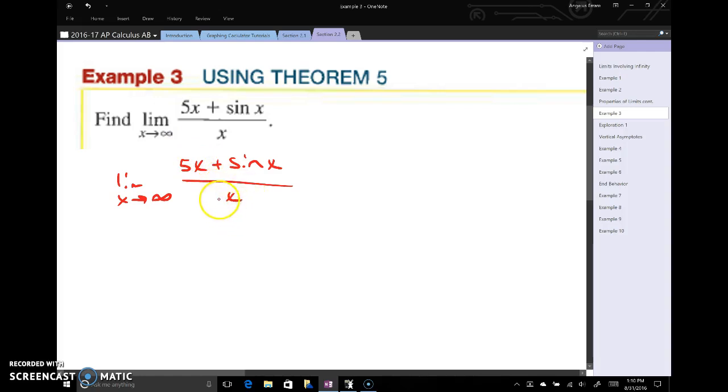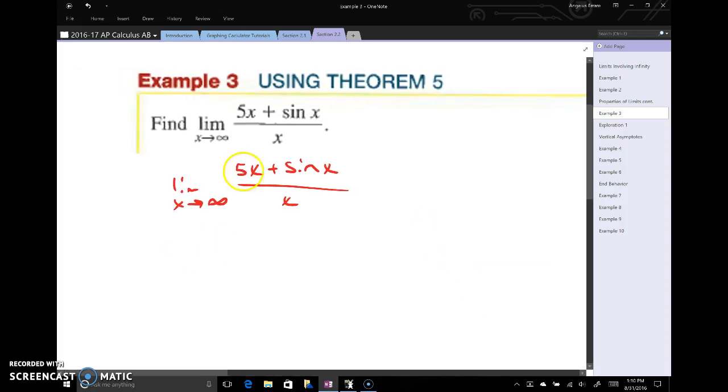On the bottom, we've got an x, and that's just a line. It's got a more shallow slope than 5x, but it's still going to go towards infinity as x goes towards infinity. So this is an indeterminate form. If we tried to take the limit on the top, we would have basically infinity plus something between -1 and 1 divided by infinity. So really it's infinity over infinity.